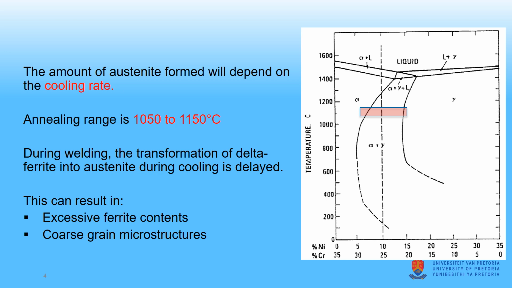The rapid heating and cooling rates experienced during welding delay the transformation of delta ferrite into austenite during cooling in the area of heat affected zone that has been heated above the transformation temperature. The delayed transformation of ferrite to austenite during welding can result in excessive ferrite retention and grain coarsening. It is therefore important to pay special attention to the weld cooling rate in the ferrite to austenite transformation range.